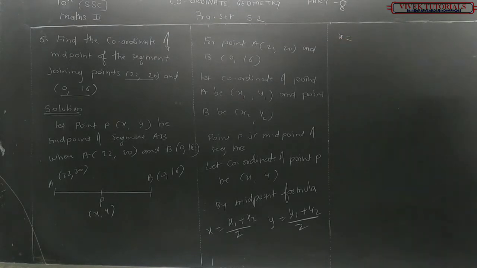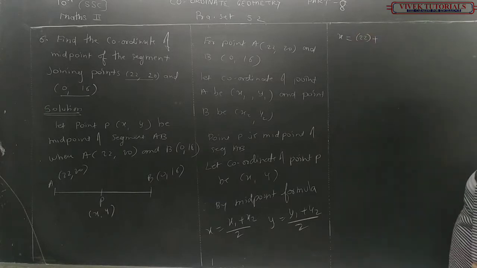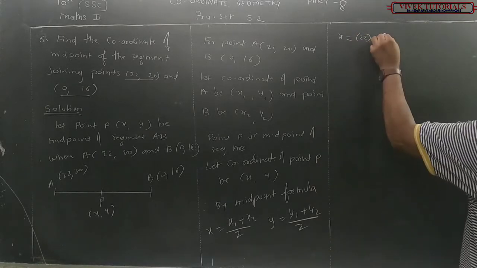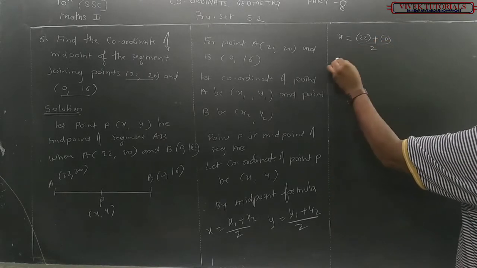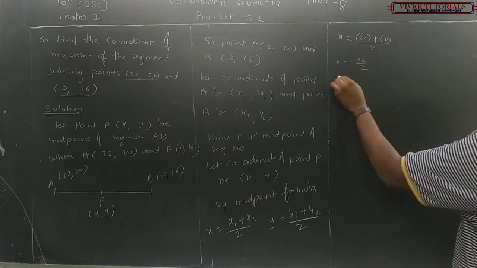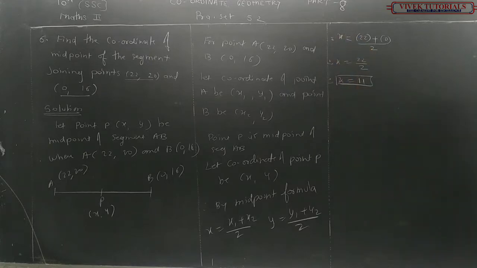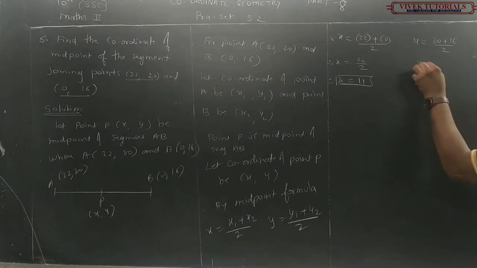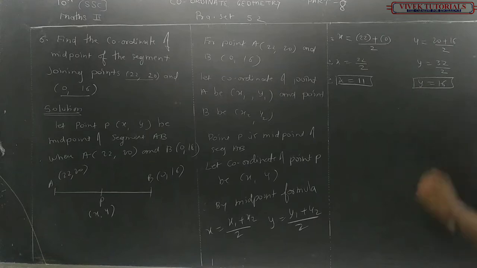So x is equal to x1, x1 is 22, x2 is 0, upon 2. That is equal to 22 upon 2. x is equal to 11. And y is equal to y1, the value of y1 is 20, the value of y2 is 16, upon 2, that is 32 upon 2, y is equal to 16.